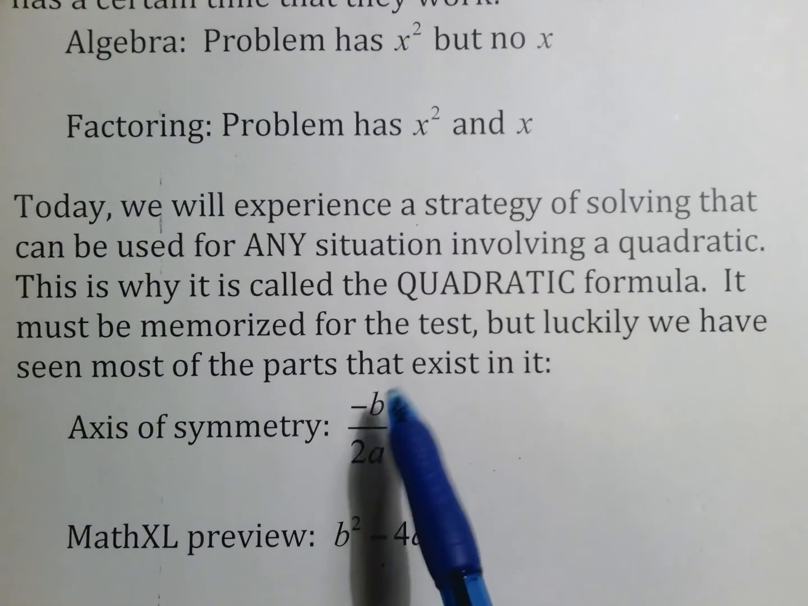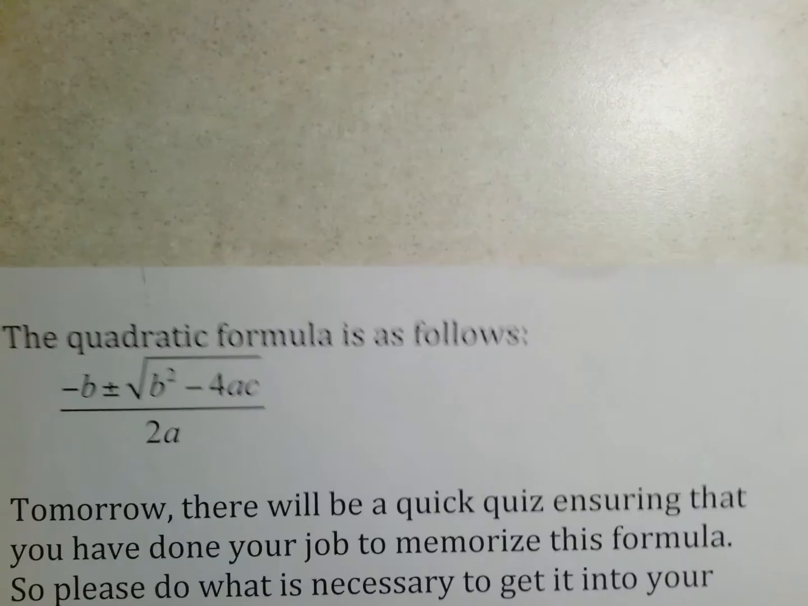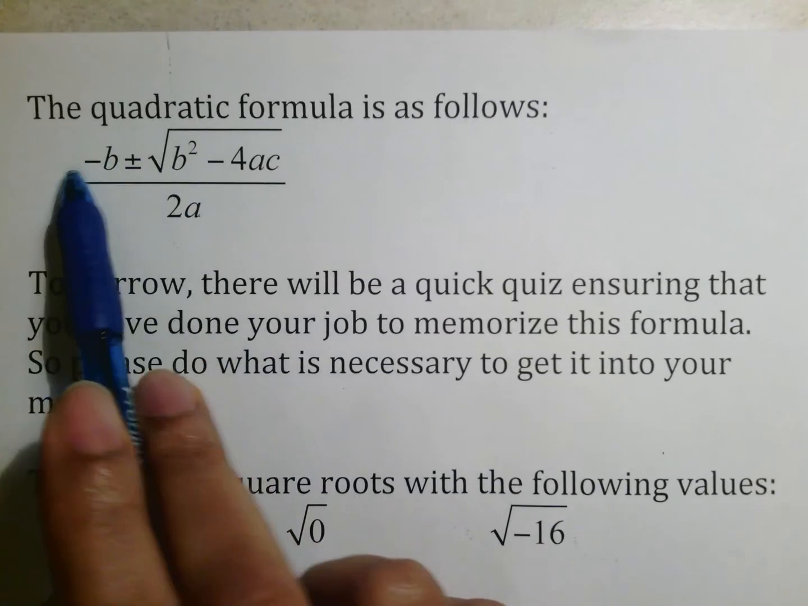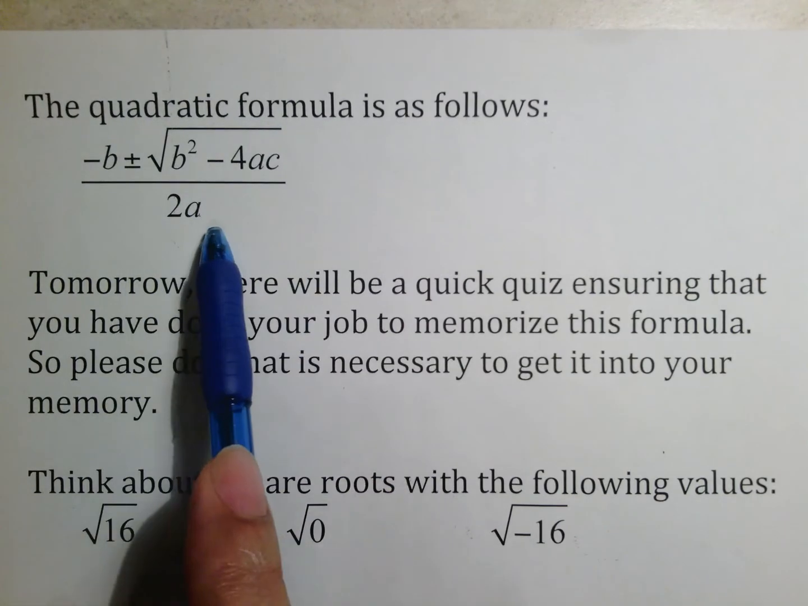Think about the axis of symmetry, which is negative b over 2a. Think about the problem that I've kept putting on your Math Excel, the b squared minus 4ac. That represents pretty much everything you need to know for the quadratic formula, so please write down the quadratic formula now. It is this right here. Negative b plus or minus square root of b squared minus 4ac all over 2a.